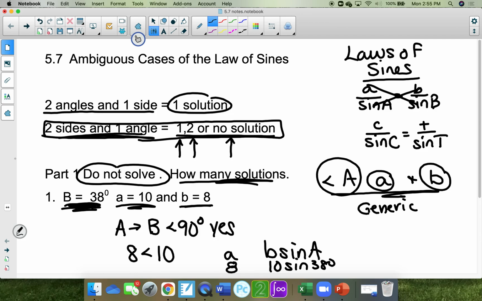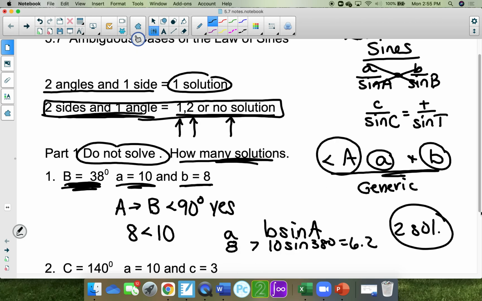10 sine of 38 is going to give you 6.2, which makes 8 greater than 6.2, which gives you two solutions. And I'll show you how to solve the solutions in a minute. But this is just learning how to read the chart. Okay, let's do one more.